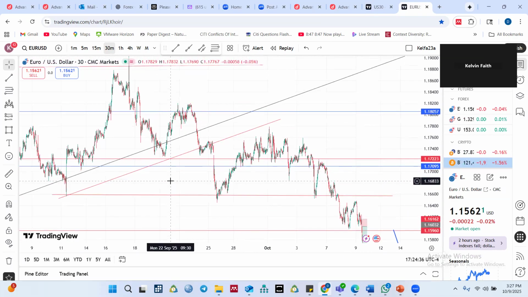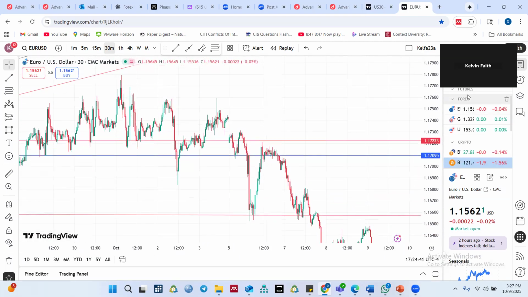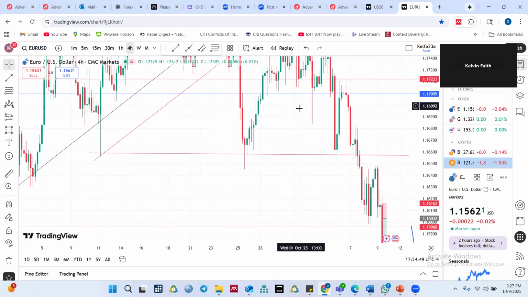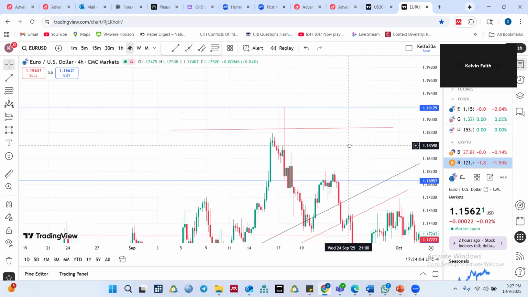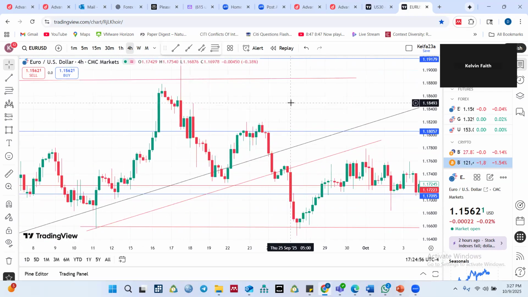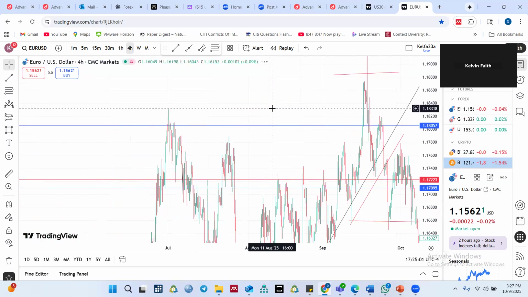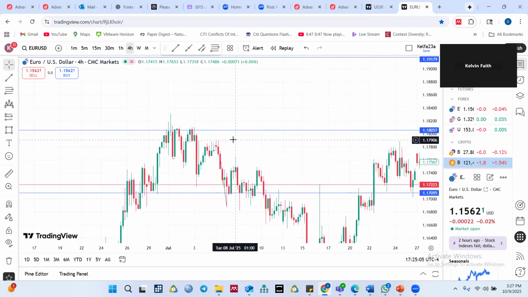Let's say this is Euro USD. Forget about the lines. Let's go to the 4 hour time frame on Euro USD. This is Euro USD, and this is on TradingView. This is the 4 hour time frame. Have you guys seen where I've put the blue line up here?